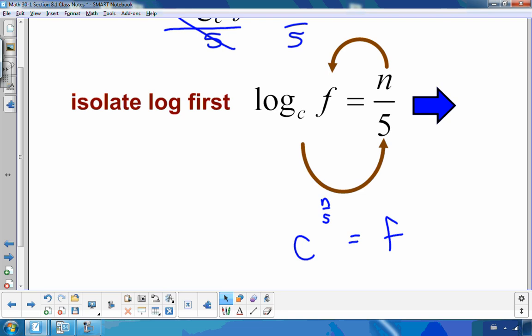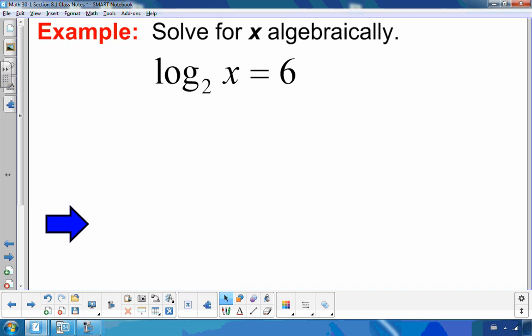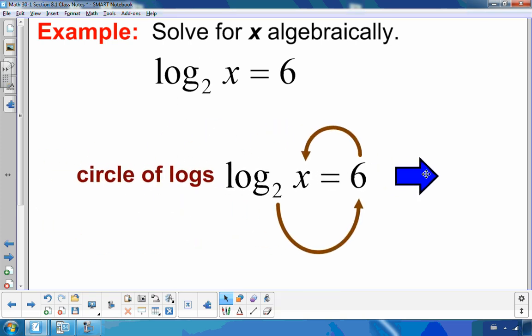Okay, so now that we've practiced that, let's look at why we're actually doing this. We're doing it to solve something like this. If I want to solve for x algebraically, so I can't put it in my calculator and do y1, y2 intersect. I want to do it algebraically. So I'm going to use the circle of logs because right now logs aren't helping me, so I need to switch over to exponential form.